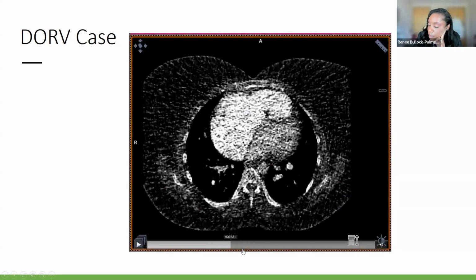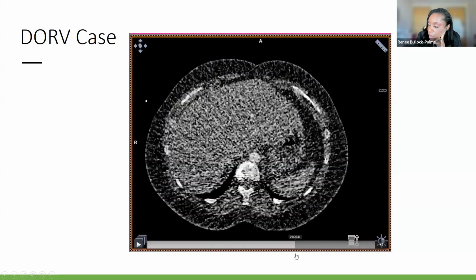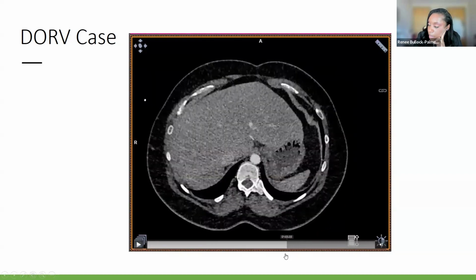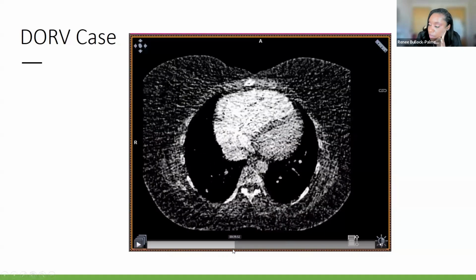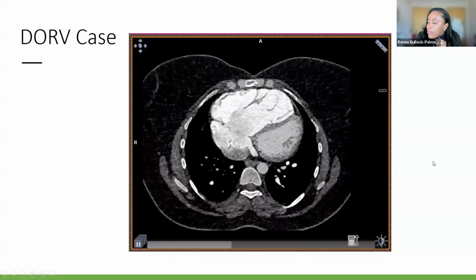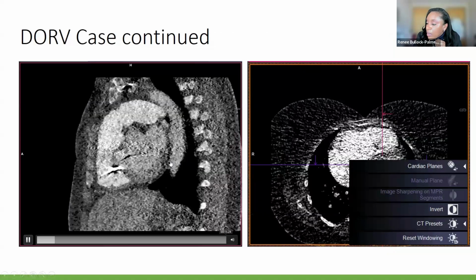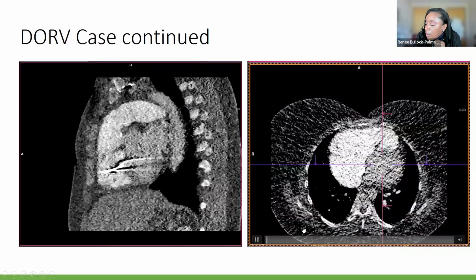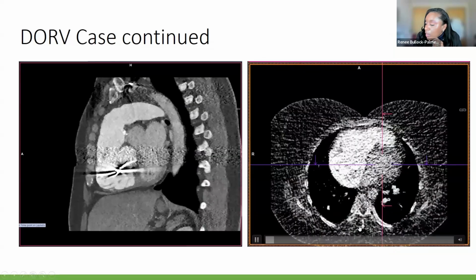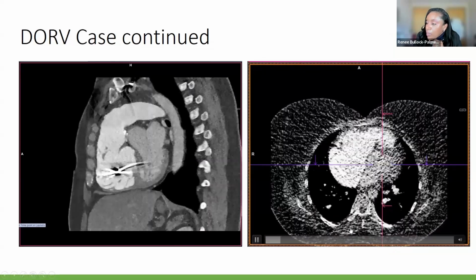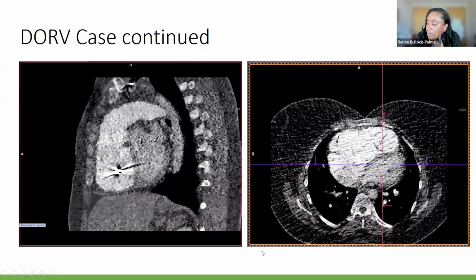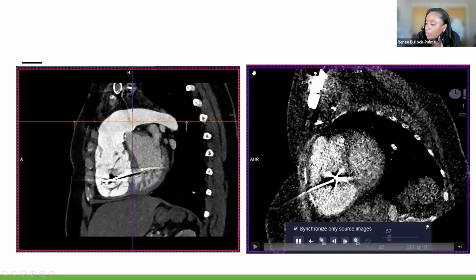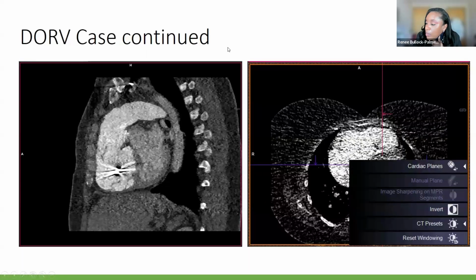Let's see if I can speed this up here. And that's just showing the massive right ventricle, and this patient actually had pulmonary valve insufficiency. As we can see here, this is another view of the heart. And so you can really get good images of the ventricles in these cases. Let's just go back here.